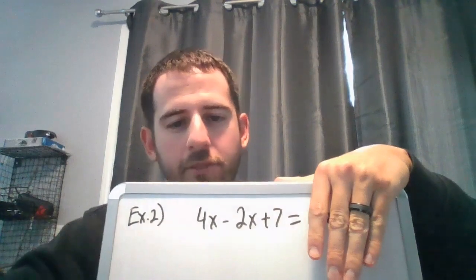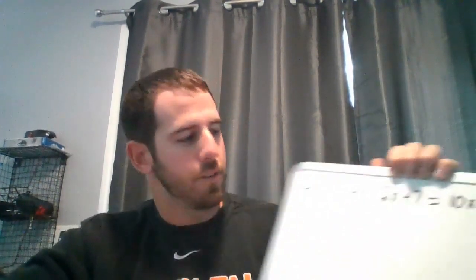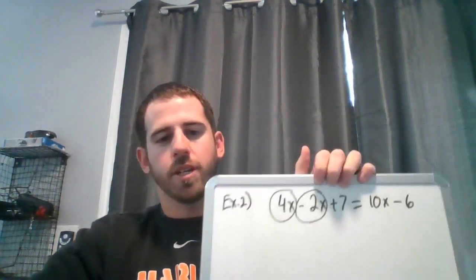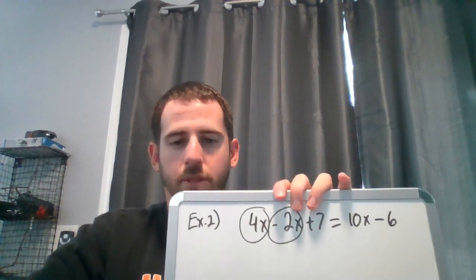On this side, we have 2 things going on. We got our plus 7 at the end, but we also have a 4x minus 2x. Those are combining like terms. That's something we talked about before. So we'd combine like terms on this side first, then do the steps like we did in example 1.